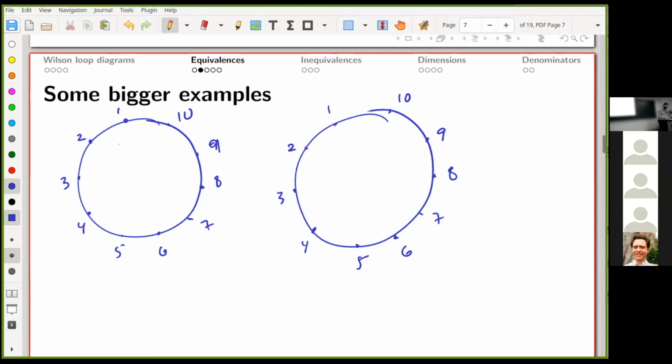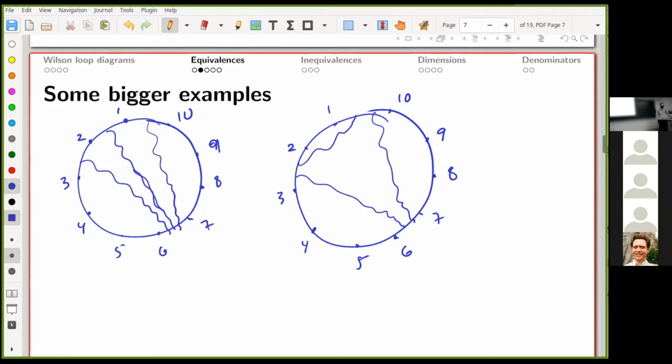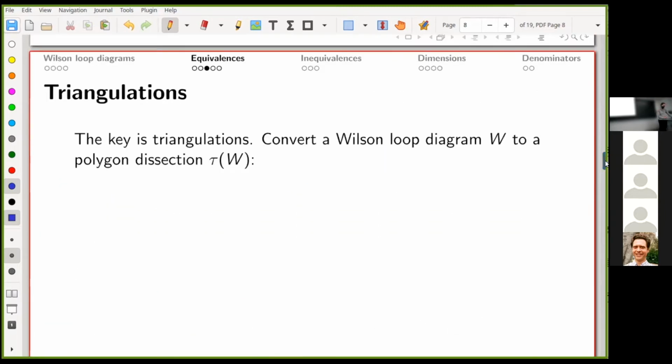All right, what am I going to do? I'm going to do this. Or I could also do this. Okay, and there are many more examples. Maybe I won't spend the time drawing a bunch more examples right now, and I will just cut to the chase and tell you what the answer is. So the key is basically triangulations.